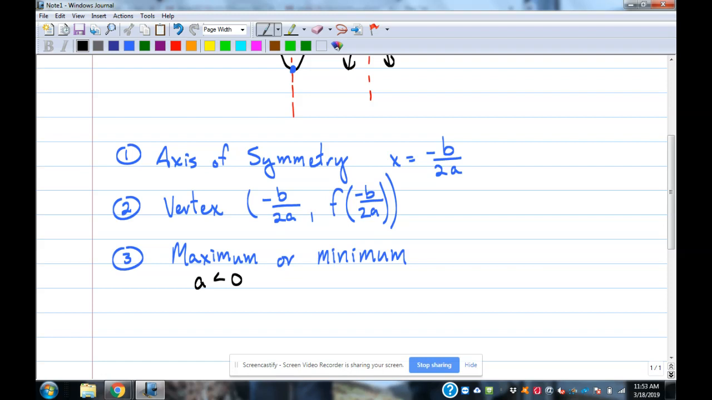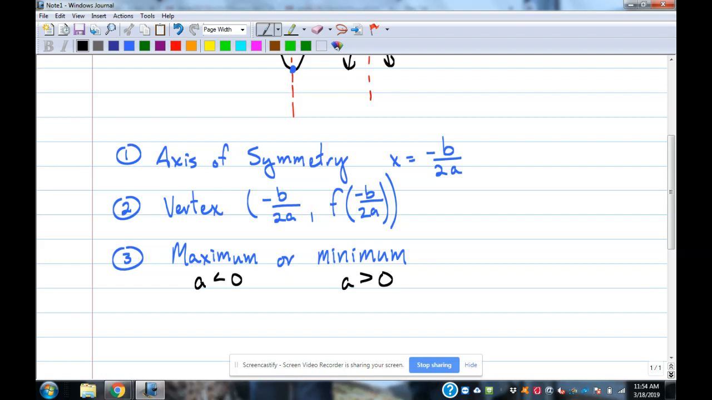There's no calculation that you've got to do to find out if it's a maximum. You just look at the number in front of x squared. If it's negative, it's a maximum. If it's positive, it's a minimum. No calculation required for that. The calculations are for the axis of symmetry and the vertex. If it's a negative number, we've got a maximum. If it's a positive number, we've got a minimum.